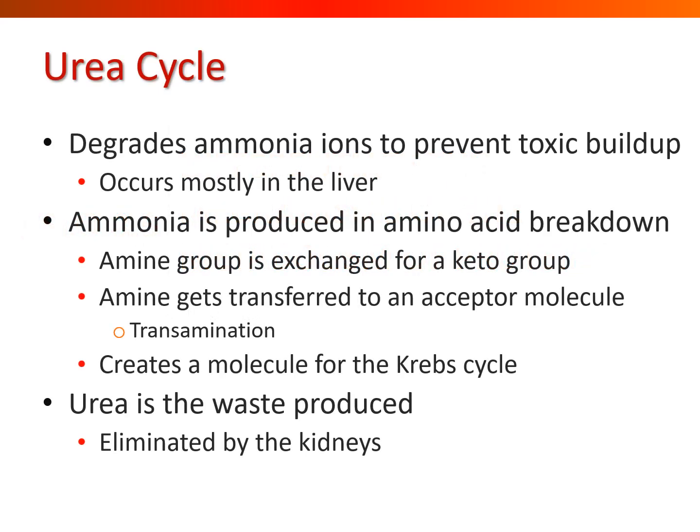Now we have another cycle called the urea cycle. And this is when we take ammonia ions and degrade them. And the body doesn't handle ammonia ions very well. So we have to have a way to convert that quickly into something that is a little bit more easily tolerated in the body. And you might be saying, well, where are we getting our ammonia molecules from? Our ammonia molecules actually come from the breakdown of proteins.